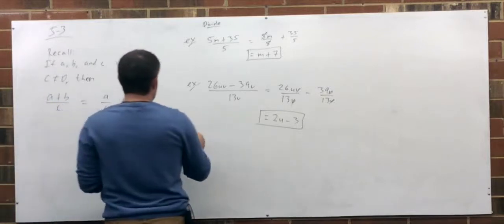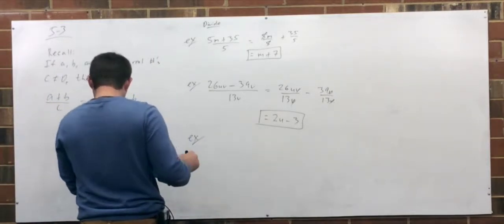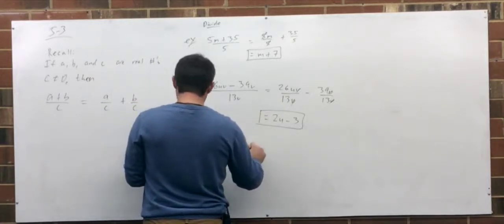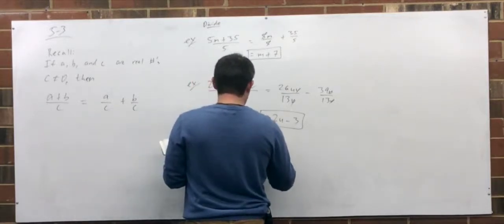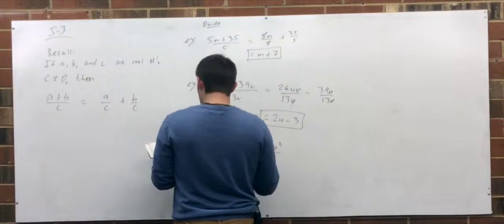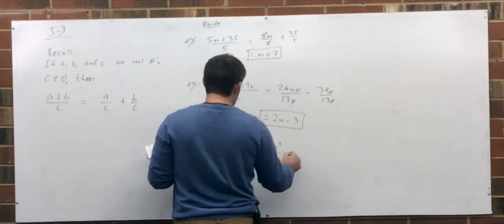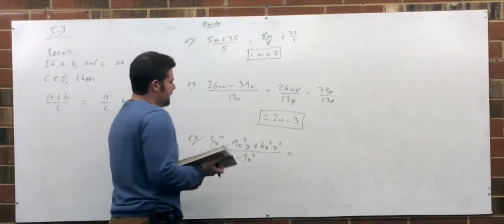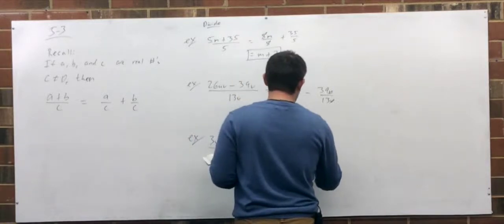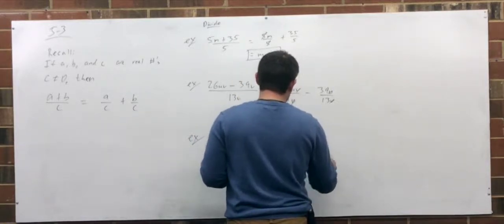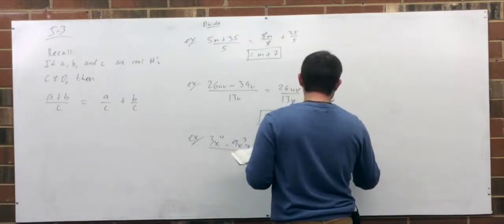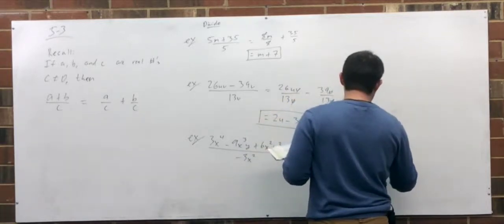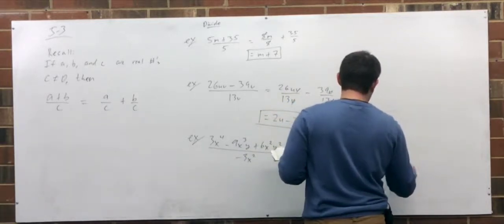And let's do one that's a little more involved. We got 3x to the 4th minus 9x cubed y plus 6x squared y squared, all divided by negative 3x squared. So we're still going to split it up over the denominator. What we have to be careful of here is the denominator has a negative term in it. So we've got 3x to the 4th over negative 3x squared, minus 9x cubed y over negative 3x squared, plus 6x squared y squared over negative 3x squared.